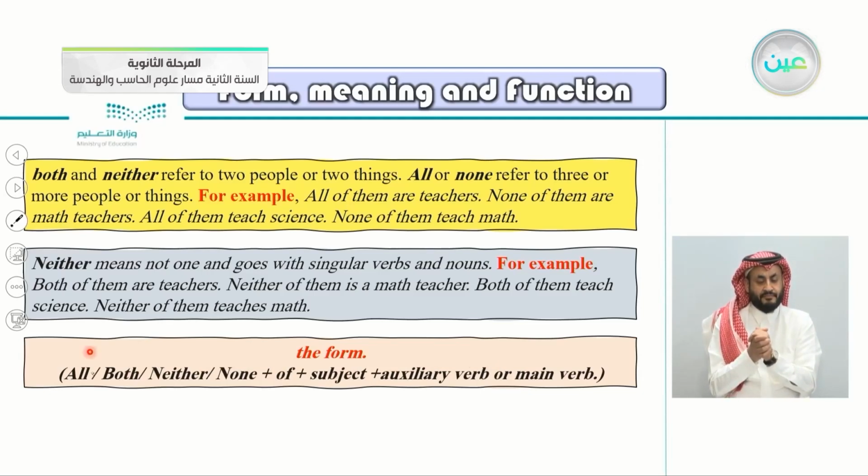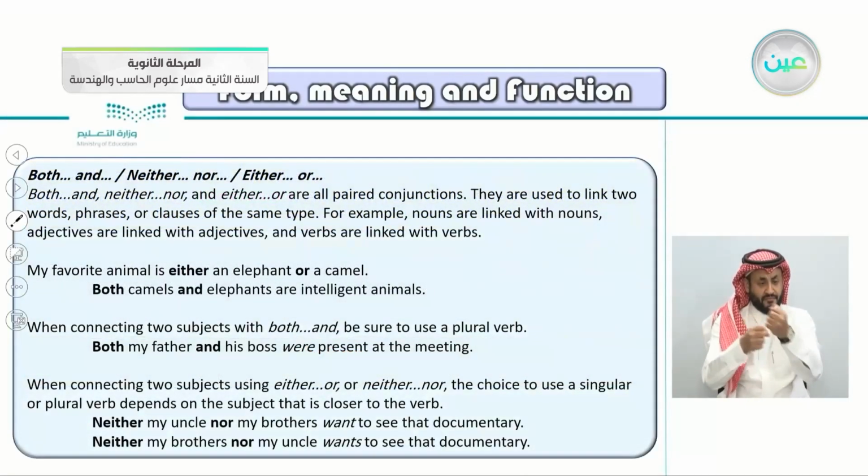So we choose the word here, then the word of, then we write the subject. When you say both of them are math teachers, for example, and so on. So this is the form. Continuing here, both and, neither nor, either or.